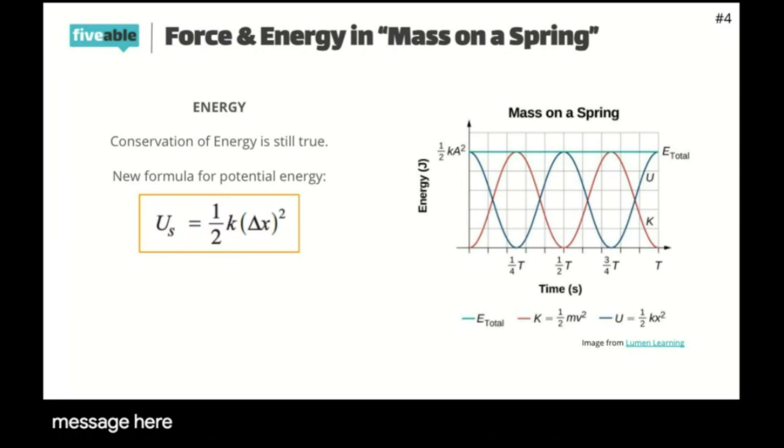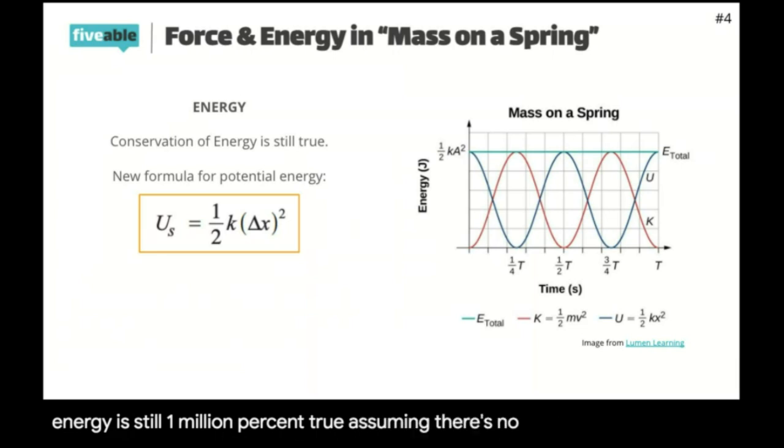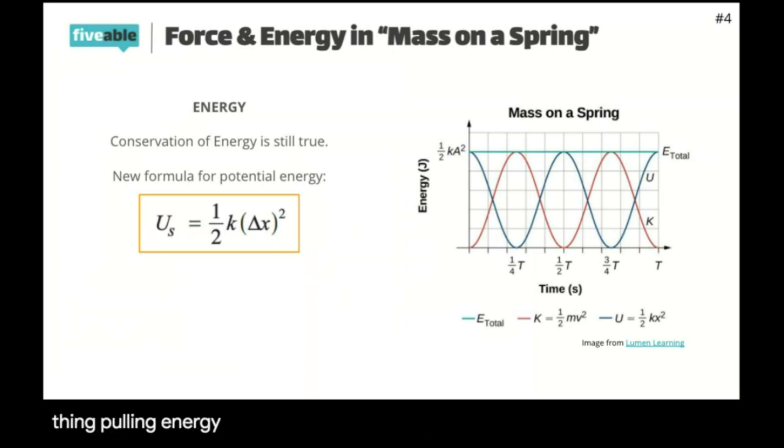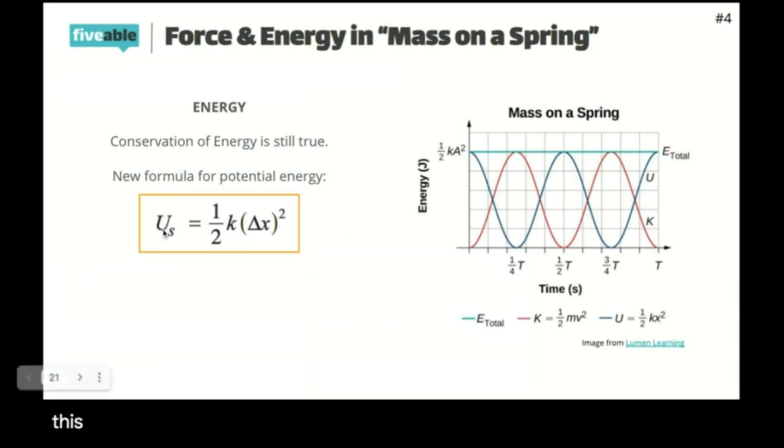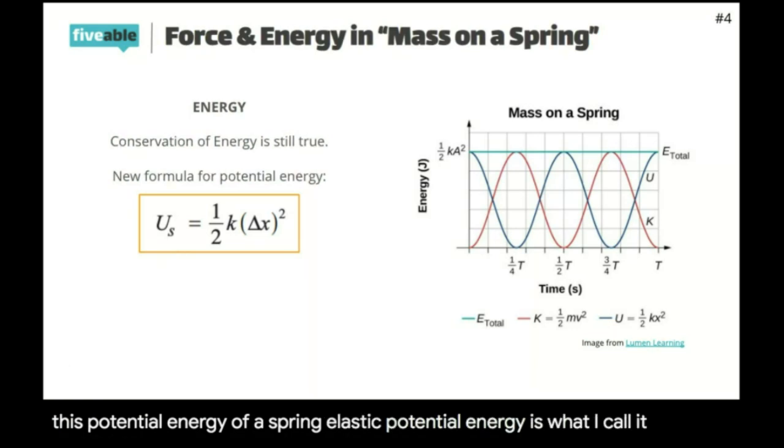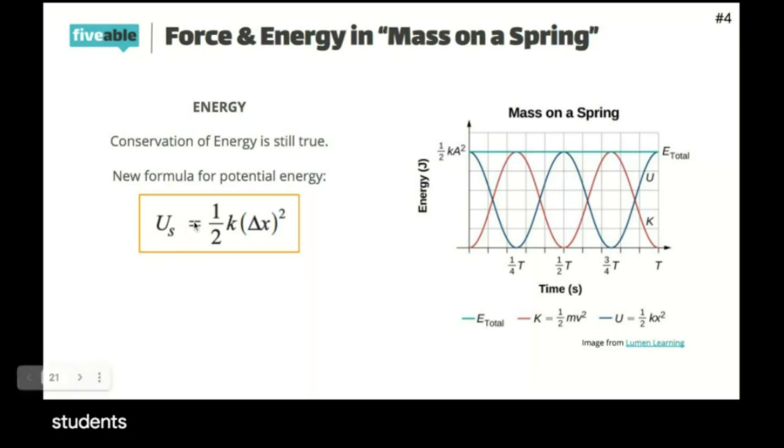Same message here with energy. There's just like this extra thing. Conservation of energy is still 1,000,000% true, assuming there's no friction or any sort of thing pulling energy out of the system. There's just an extra formula. So we've got this potential energy of a spring, elastic potential energy is what I call it with my students. And it's going to be equal to 1/2 times the spring constant times that distance stretched or compressed squared.